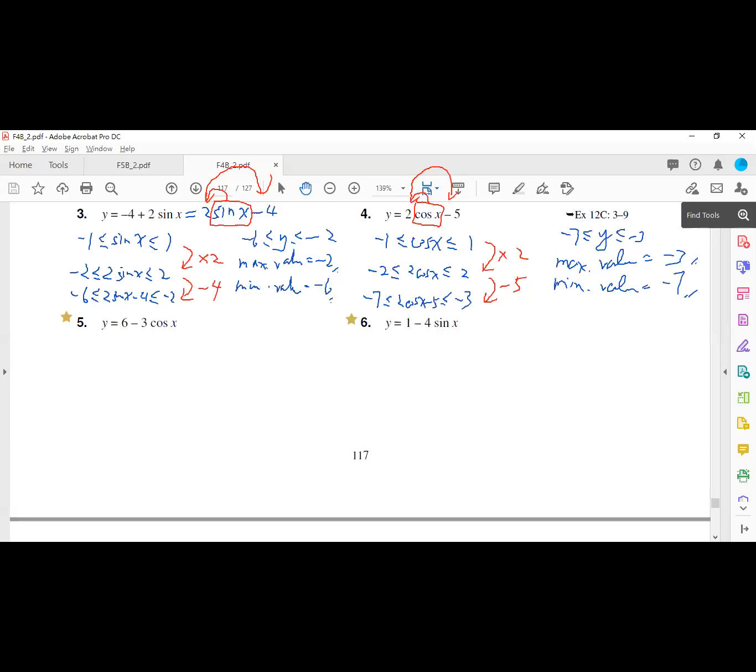There is only one cosine x here, so we will start with the cosine x inequality: -1 less than or equal to cosine x less than or equal to 1.